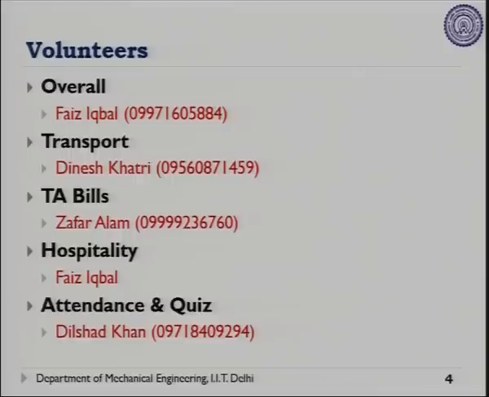Then Faiz is taking care of all hospitality. If you feel any problem or if there is any concern, you can just express it to him. Dilshad Khan is here. He is a PhD student with me. He will be taking care of the attendance in this course and all the quizzes that we are conducting in this course. I will come to the quiz matter later, but he is responsible for that.